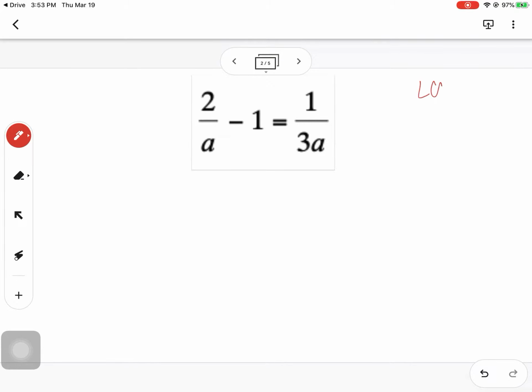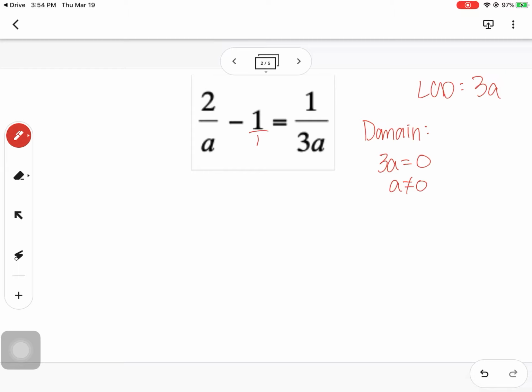So what we talked about here is you want to first identify your LCD. Finding that LCD will not only help you with solving the equation, but also your domain, so I would find that first. In this case, it's the least common denominator between a, 1, and 3a, which would be 3a. In terms of my domain, before we start the whole equation, your domain is everything except what would make your denominator 0. You can just use this LCD and set that equal to 0.